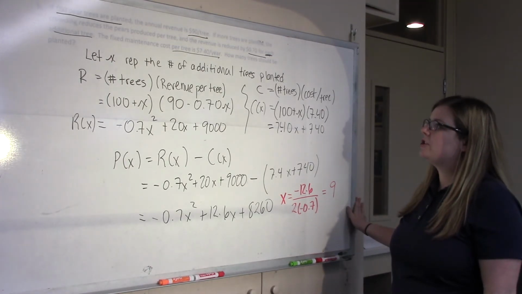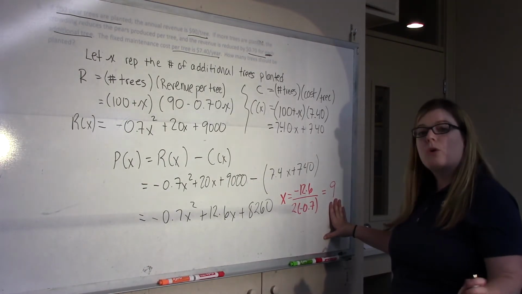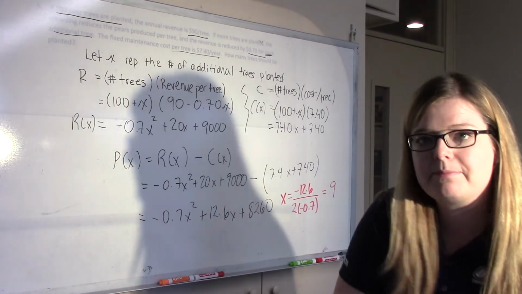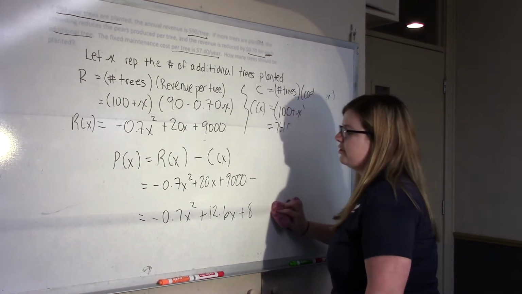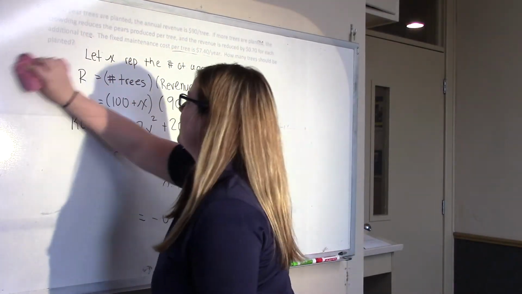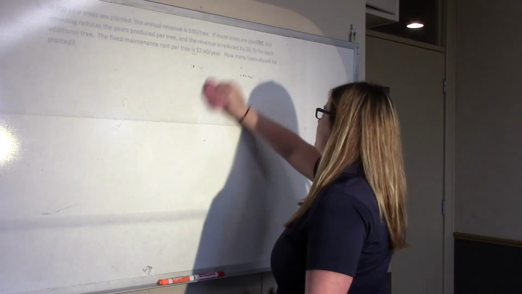So how many trees should be planted? 9 additional trees should be planted for a total of 109 trees. Okay, we're going to do one more example. And really, watch this as many times as you need to deepen your understanding, because you will be getting questions like this to do.